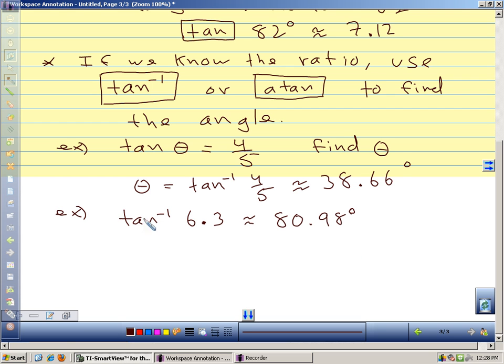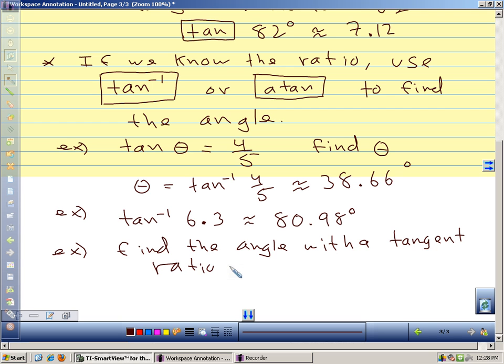So when we're looking for an angle, we want to find the inverse tangent, we use the inverse tangent button. Let's do one more. The other way they might ask it is: find the angle with a tangent ratio of 7/8.